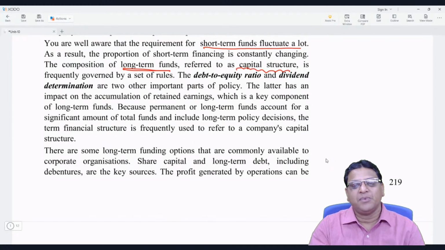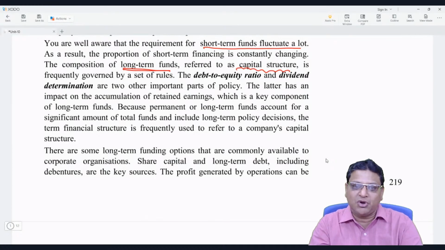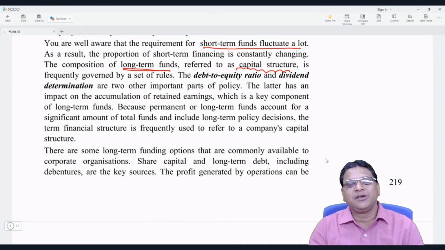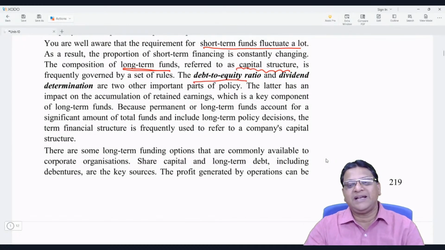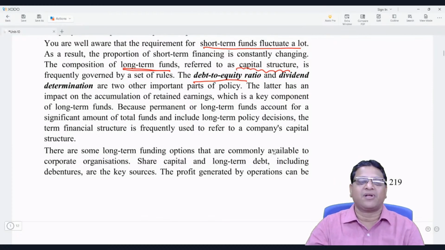Hence, a firm may use debt capital or equity capital, or a firm may make a combination of both debt and equity capital. And this combination of debt and equity capital is known as its debt equity mix or its capital structure. Hence, capital structure decides the debt equity mix or debt equity ratio of an organization.